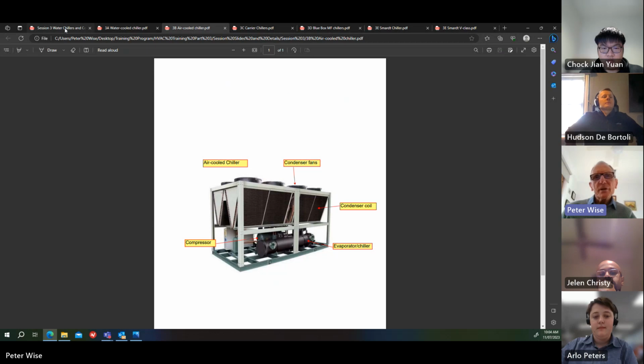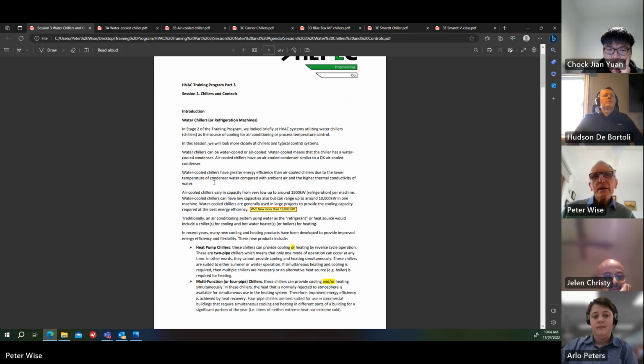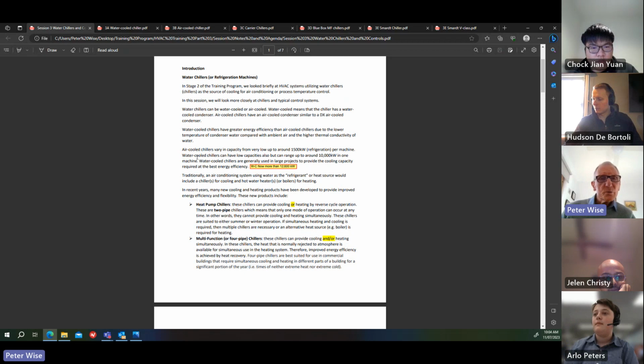Water-cooled chillers have greater energy efficiency than air-cooled because of the lower temperature of condenser water compared with ambient air. So condenser water is typically, let's say, around 30 degrees coming back to the chiller, or 29 to 30 degrees, compared with ambient air, which may be 40 degrees or higher. And water has a higher thermal conductivity than air anyway, so it makes a much more efficient chiller. But they're more expensive. They're more compact. You can get a lot more capacity out of a water-cooled chiller than you can out of an air-cooled.